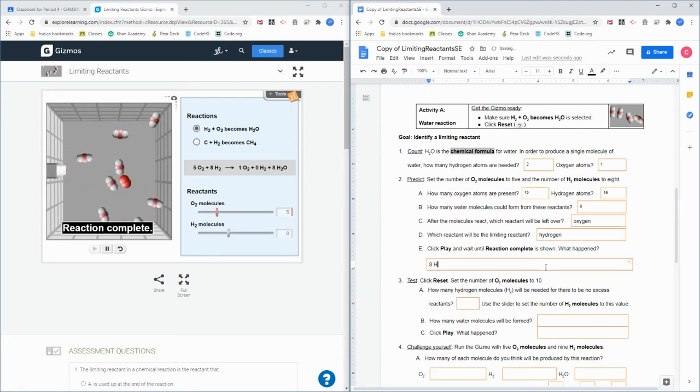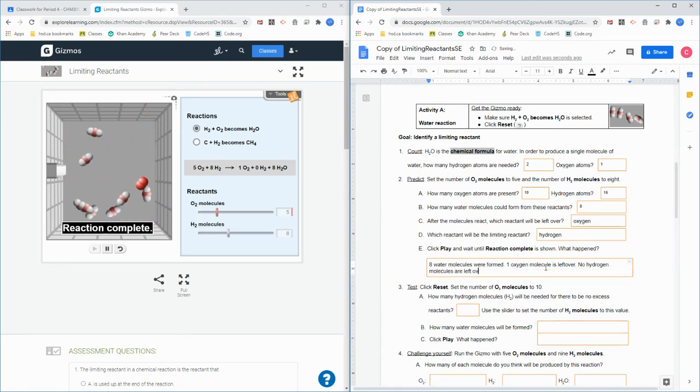Well, 8 water molecules were formed. 1 oxygen molecule is left over. No hydrogen molecules are left over.